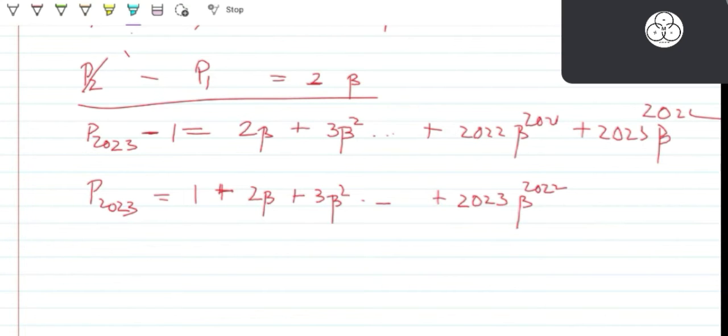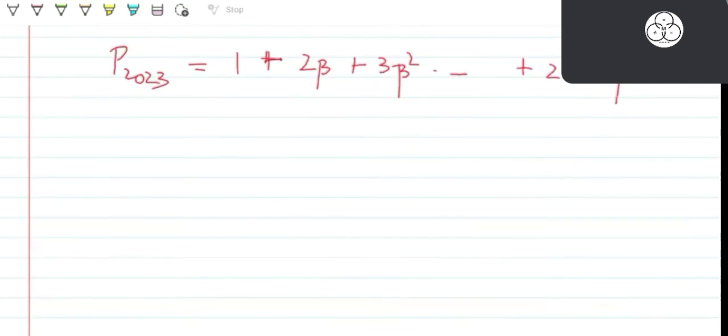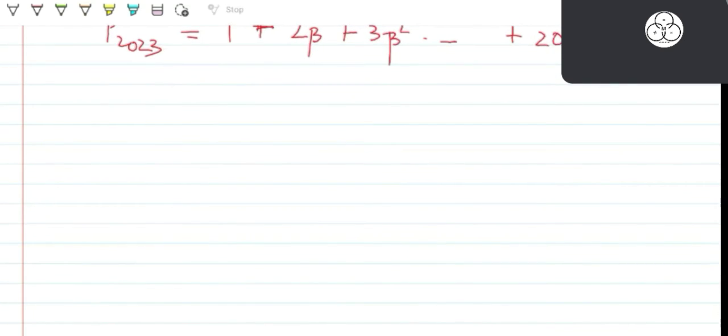I'll not find the sum, neither am I going to find the answer. That's a home task you can do, because calculations are very important nowadays, as we have seen in the 2022 paper. JEE Advanced was very hard on the calculation side. So let's focus on calculation also.